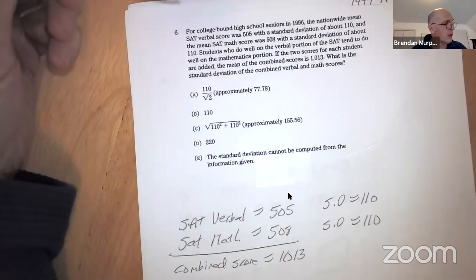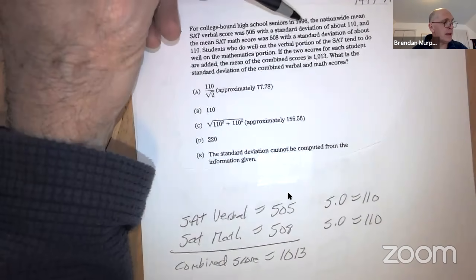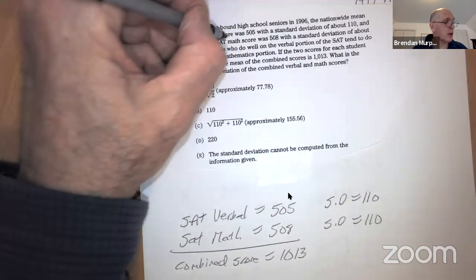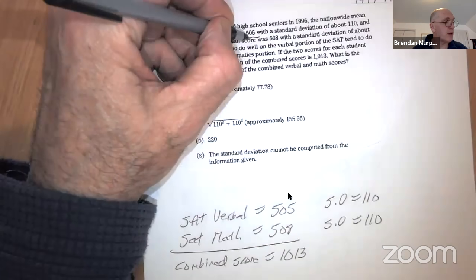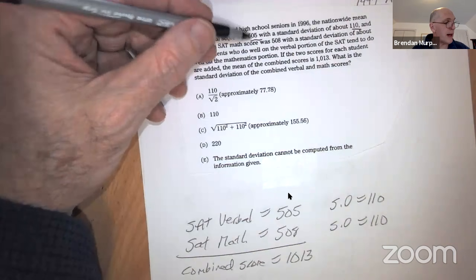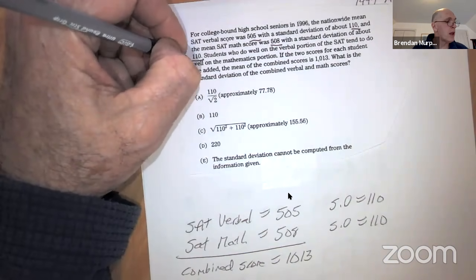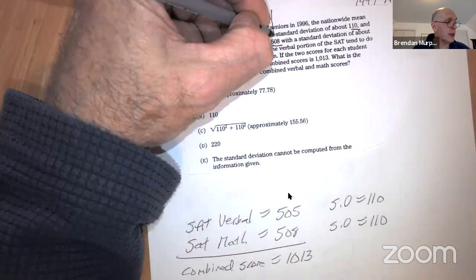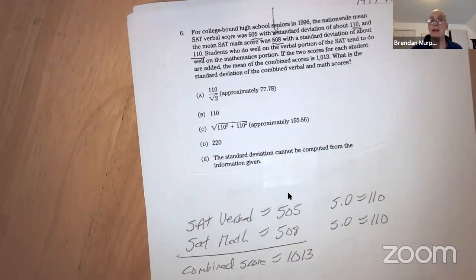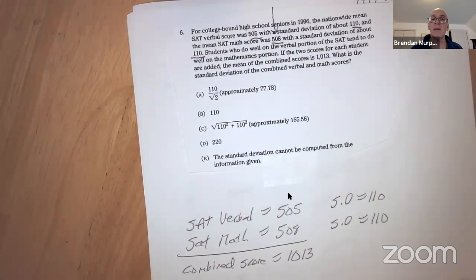So for college-bound high school students in 1996, the nationwide mean SAT verbal score was 505, so the average. Standard deviation of about 110. And the SAT math score was 508 with a standard deviation of about 110. The math score over the last 20 years, that average has actually creeped up a little bit, which is fantastic. I think it is around 510 or 511. Please don't quote me on that, but it's gone up a little bit.